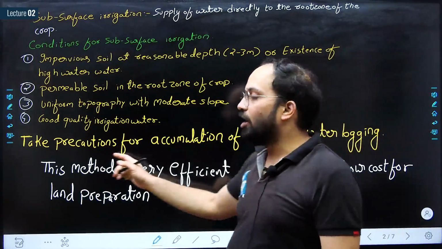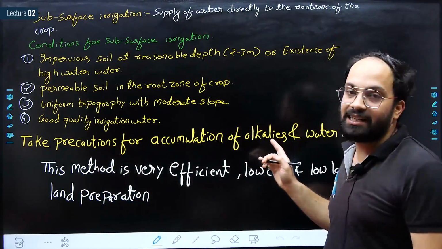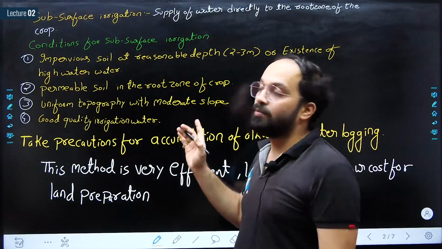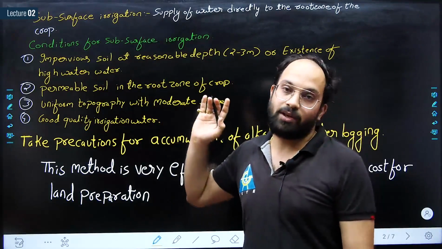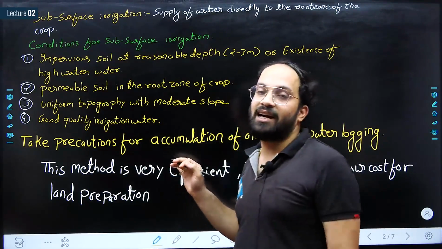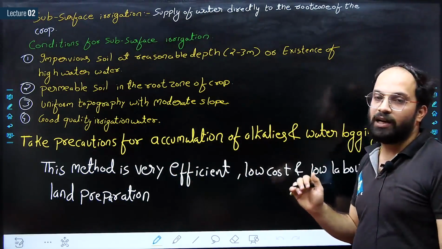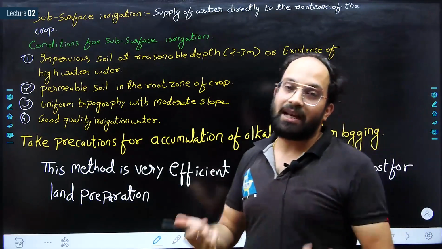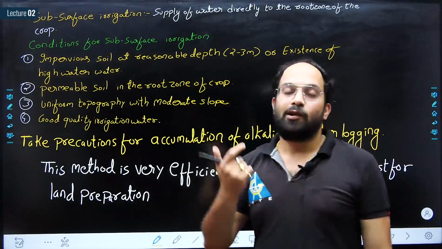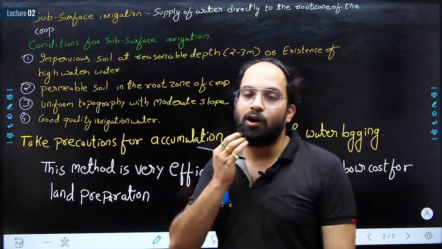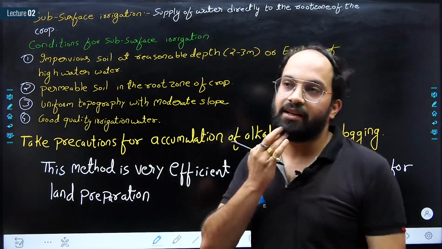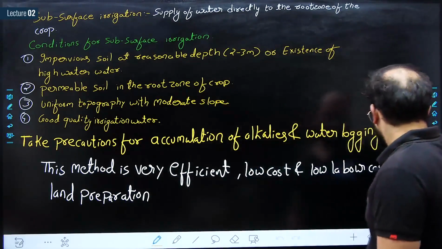If we cannot take precautions for these conditions, we will switch from subsurface to surface irrigation, because this is very hazardous for our soil. If all these conditions are fulfilled, then this will be the best, efficient, low cost method, and with low labor land preparation, we can use this method.